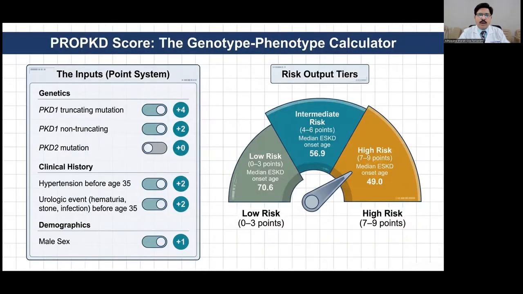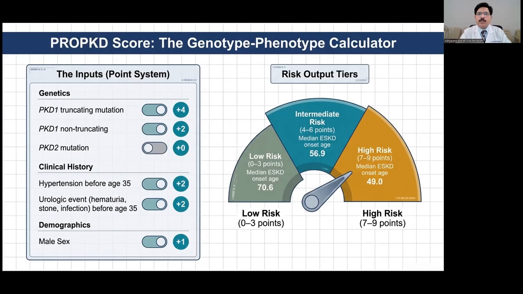Then you get it. Now, you see this is a very important calculator, the PROPKD score. So, the genotype-phenotype calculator is very important. PKD1 truncating mutation is there or not? 4 points. PKD1 non-truncating mutation, 2 points. PKD2 mutation, no points. Clinical history: hypertension before 35, 2 points. Urological events like hematuria, stone, infection before 35, 2 points.